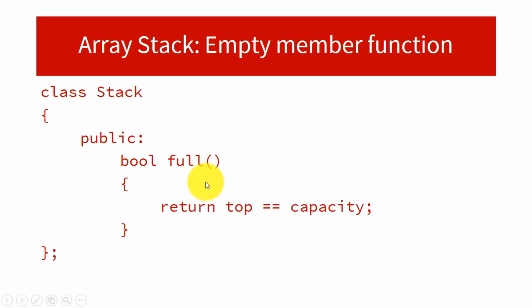Similarly, we have the full member function, because we are implementing the stack using arrays, and arrays are of fixed size. So if the value of the top is equal to the capacity, and remember that the capacity indicates the maximum number of elements you can store in the stack, that means the stack is full and there is no more space for new items.